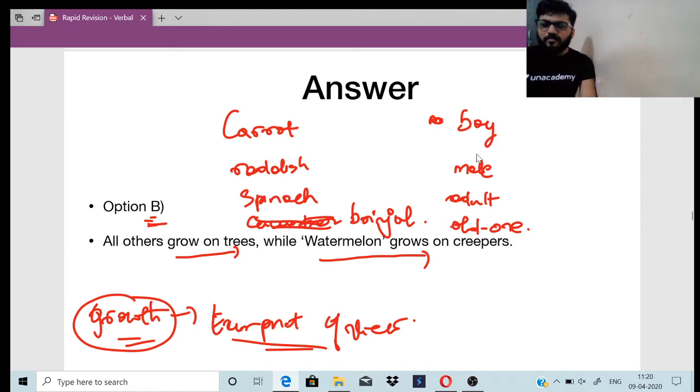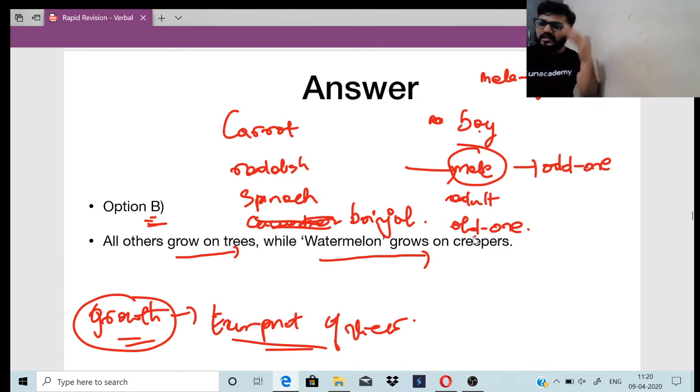What is male? Male and female. So isn't it male is the odd one out here? How can it be old one? So I have told growth in the exam point of view. So you are thinking about growth also here. You already have an odd one out here, right? Boy, adult and old one. They are three stages of life. Male is not a stage of life. So male is the odd one out.